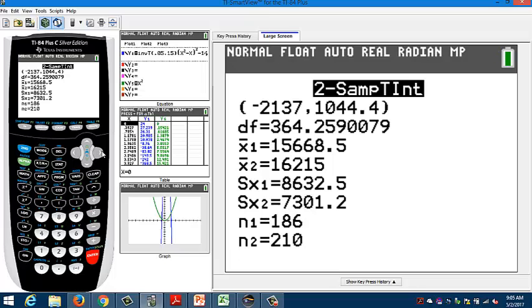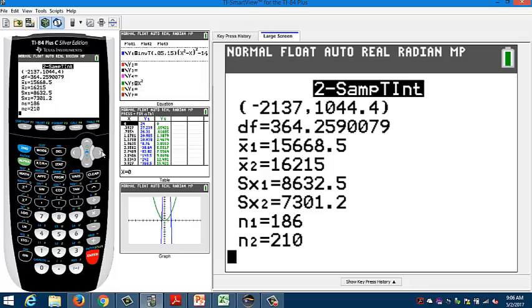So here's the confidence interval. They're saying negative 2,137 words to 1,044.4 words. They're estimating the difference. How far apart is the mean number of words spoken by men or spoken by women? From negative 2,100 to positive 1,000. What does that mean? Who speaks more words, men or women? I don't know. Okay, so this is what I can help you with, right?